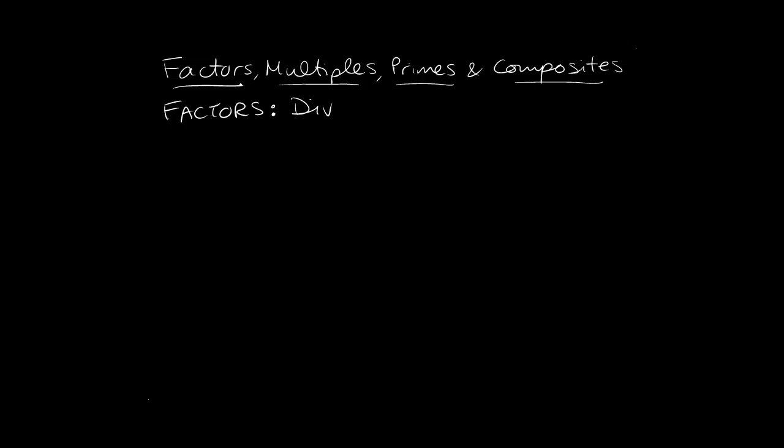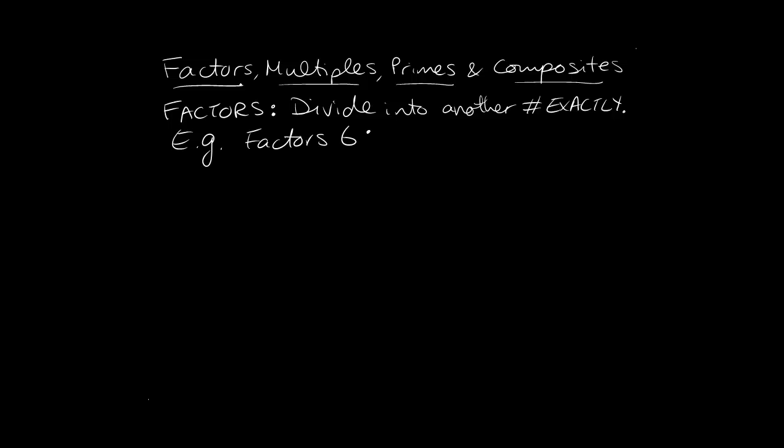We're talking about numbers that divide into another number exactly. So no remainders. So for example, if I wanted the factors of 6, I'm talking about all the numbers that divide into 6 exactly, so they will be the numbers 1, 2, 3 and 6.